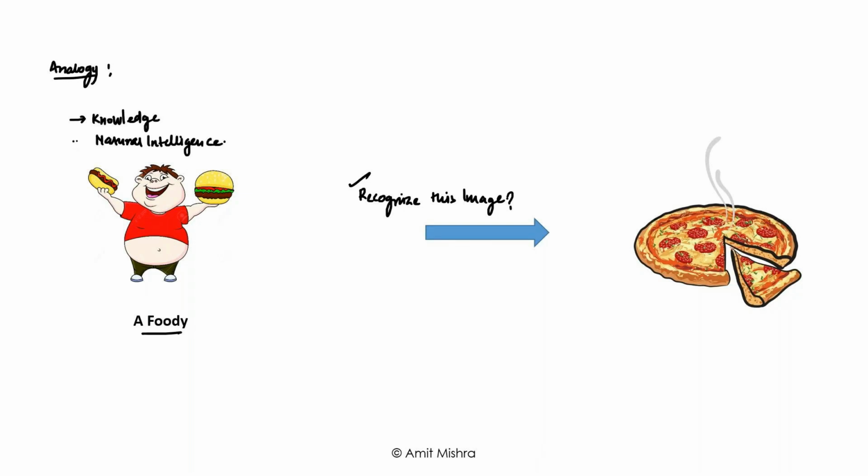So we have knowledge and we have natural intelligence, both, in this foodie person, and now I would like to get the answer for recognizing this image. How is this foodie person able to answer it? Due to the help of these two concepts, and the same is true for machine learning as well. In machine learning, you need to gain knowledge, and it will also be using some concept of artificial intelligence.